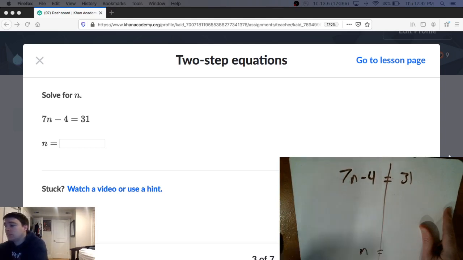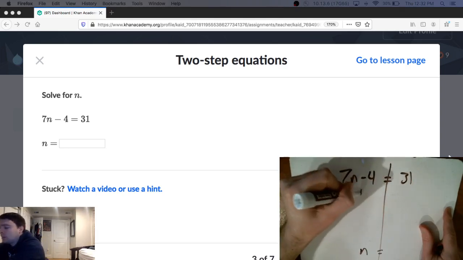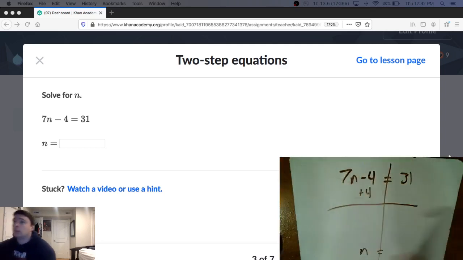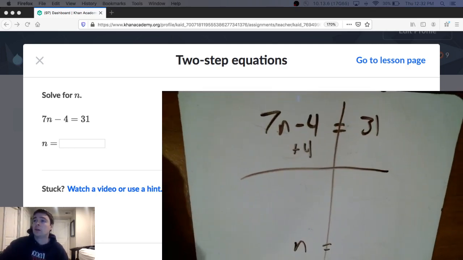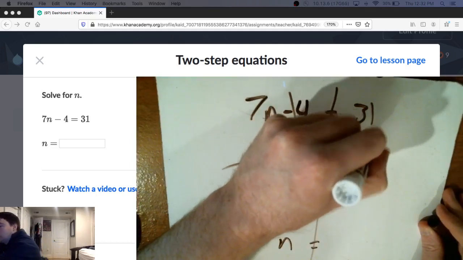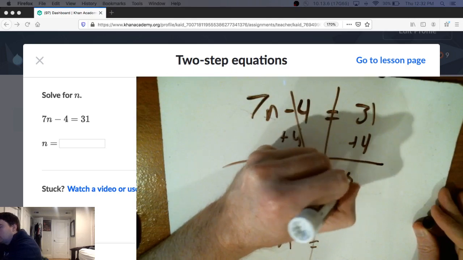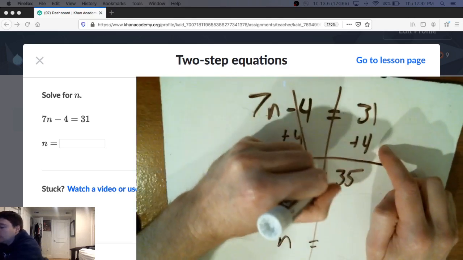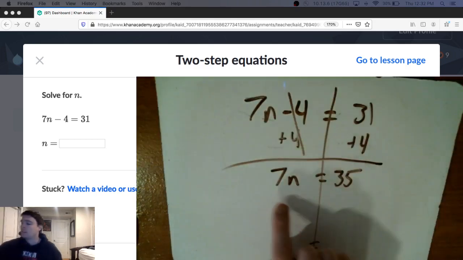The first thing I need to get rid of from the left side of the equation is the negative 4. If I were to go ahead and add 4, that would cancel out the negative 4. And that helps me get to 35 on the right side of the equation when I add 4 over there. It needs to be equal to whatever 7 times n is.